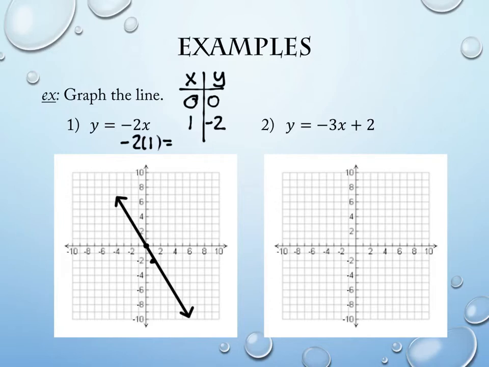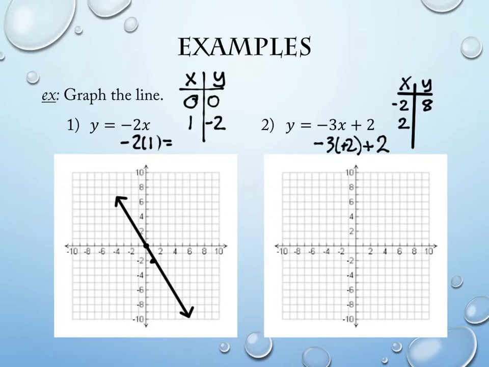The next one, we're going to do the same thing. We're going to choose an x value and a y value. Just to show you that it doesn't really matter, we're going to pick something different this time. So let's say that we pick x equals negative 2. So if I do negative 3 times negative 2 plus 2, what's negative 3 times negative 2? 6, and 6 plus 2 is 8. So that's one of my points. And maybe I decide I want to pick positive 2 on the other side.